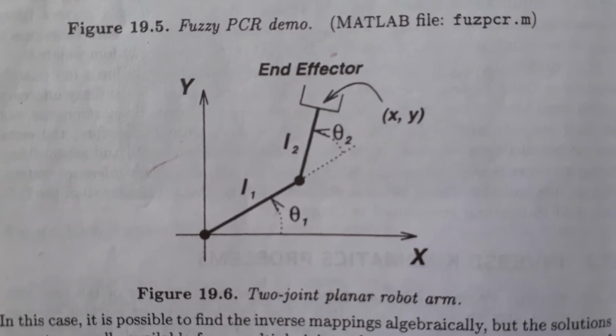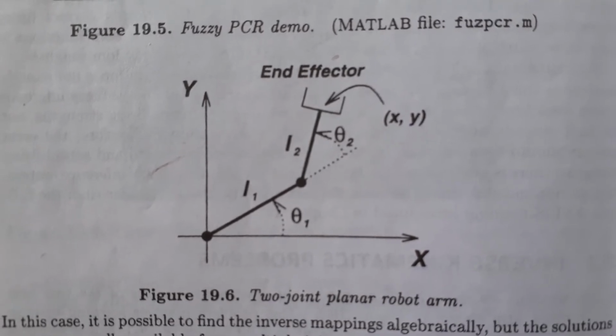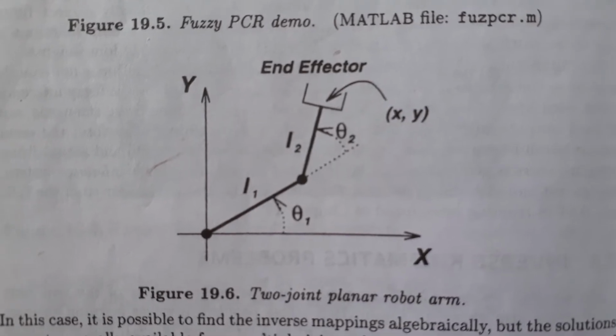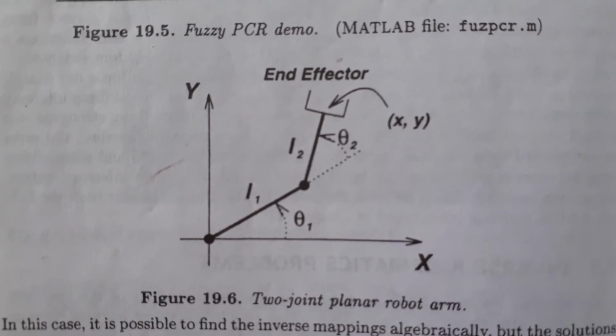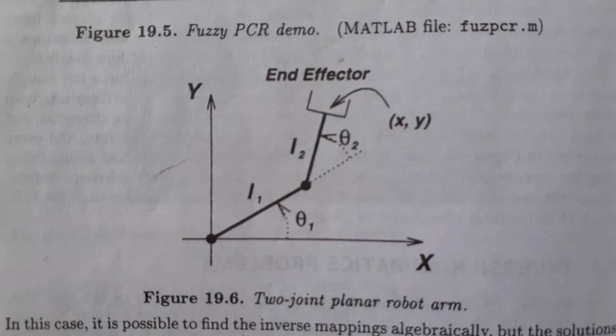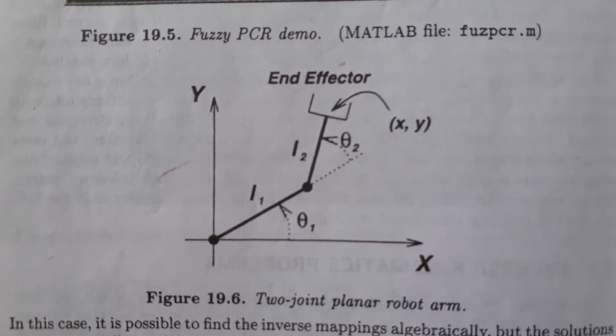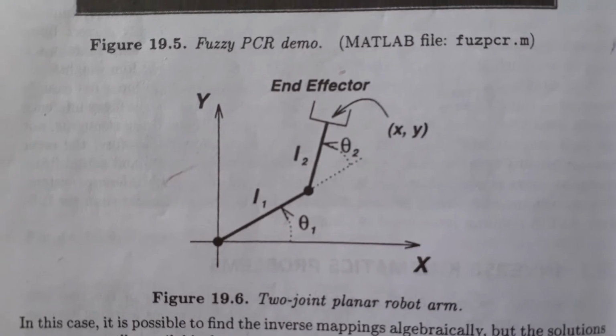When root of x square plus y square is greater than L1 plus L2 or less than mod of L1 minus L2, there is no corresponding theta 1, theta 2. This is called the unreachable workspace.